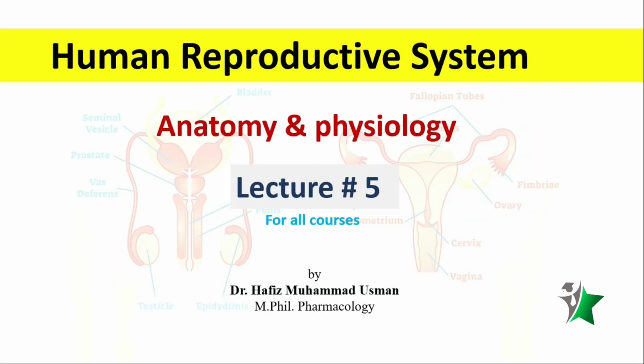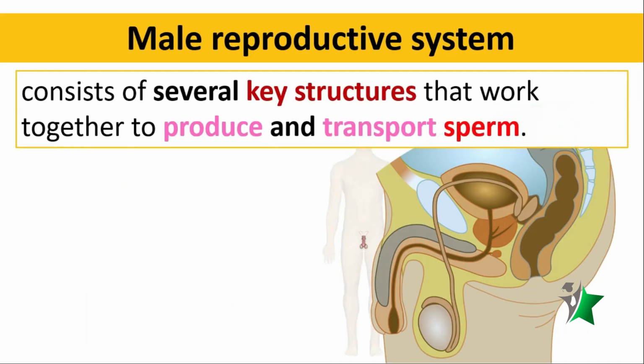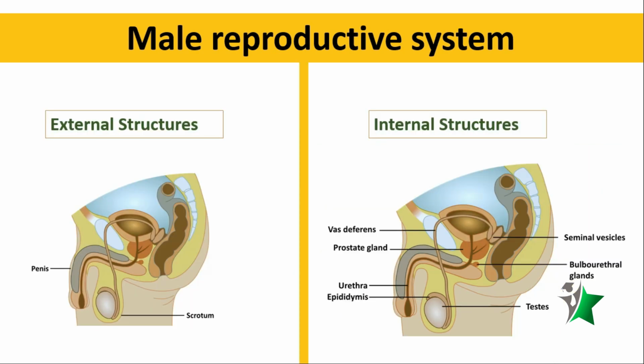Bismillahirrahmanirrahim. In this lecture, we will discuss the anatomy and physiology of the human reproductive system. The human reproductive system can be discussed as the male reproductive system and the female reproductive system. The male reproductive system consists of several key structures that work together to produce and transport sperm. It consists of external structures and internal structures.